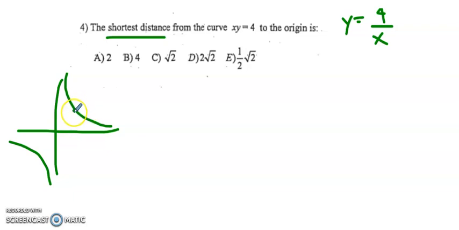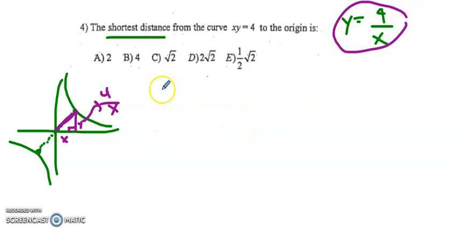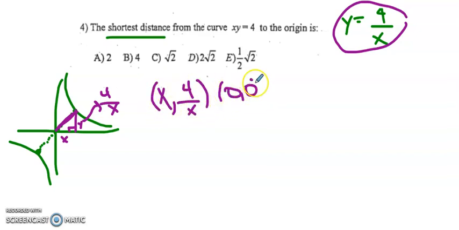So probably the point closest to the origin is going to be about right here, and we'd have the same, but opposite point on the other branch of the hyperbola. So the question is, how do I find this distance right here? Well, what I'm going to do is drop a perpendicular like that. This is an x value, and this is a y value, but that y value happens to equal 4 over x from the function. So I'm looking for the distance from the point (x, 4 over x) to the origin, which is the point (0, 0).